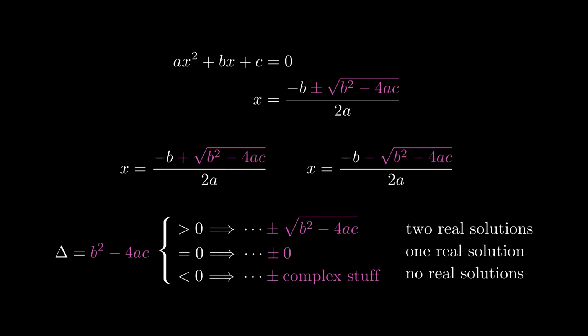So in practice, if you want to check how many real solutions a quadratic equation has, you don't need to pull out the whole formula, you just need to calculate this b squared minus 4ac guy and see if it's positive, 0, or negative. If positive, you have 2. If 0, you have 1. If negative, you have none.